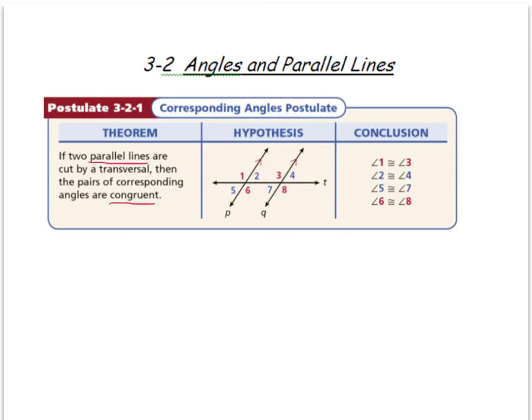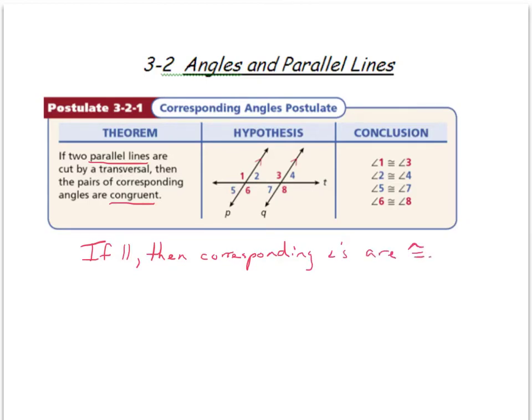Well, what if we take a look at another pair of corresponding angles? Say 2 and 4. 2 and 4 also make the letter F. And if we know that P and Q are parallel to each other, then we would know that angle 2 and angle 4 are also congruent. So what do you need to get out of this theorem? Well, basically it's just a shortcut statement that says if parallel, then you know that corresponding angles are congruent. So that's the shortcut method.